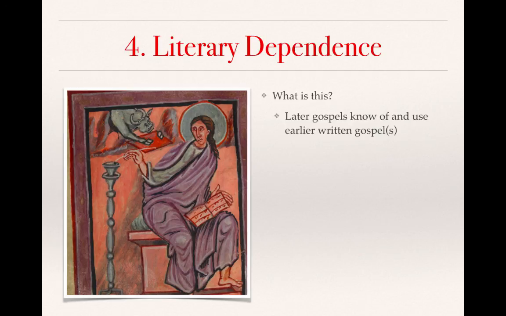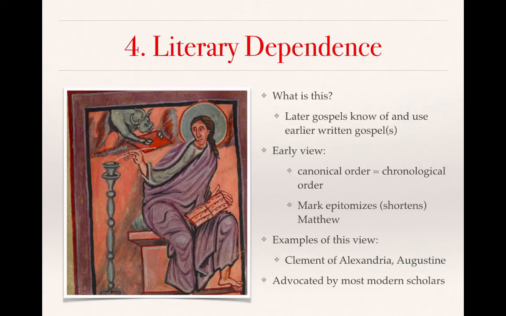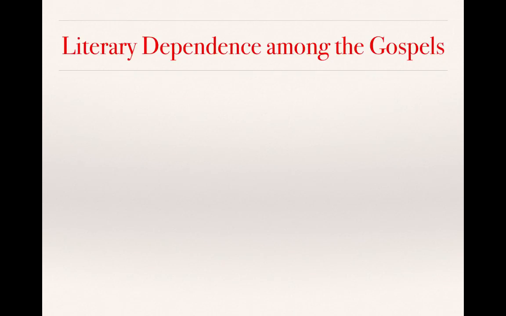So it's not just oral tradition, it's not disparate units of tradition, written or oral, but it's a more developed Gospel tradition. So the earliest view was that the chronological order reflected the canonical order, which is to say that Matthew was written first, then Mark, then Luke, and finally John. And so in this view, Mark actually epitomizes or shortens Matthew's gospel. So early examples of this include Clement of Alexandria and Augustine. And some form of literary dependence is what is advocated by most modern scholars. This is the way that they tend to relate the Gospels to one another. And so let's spend some time thinking about this a little bit. There are a number of ways to talk about this literary dependence.